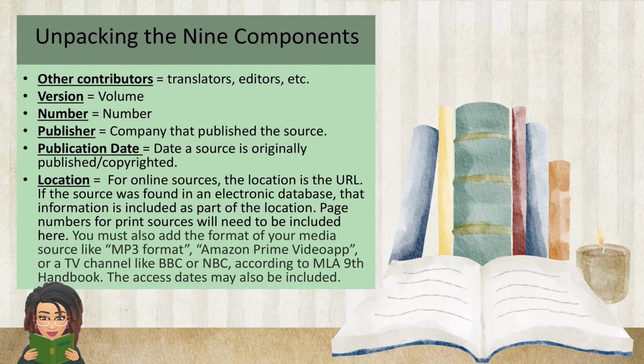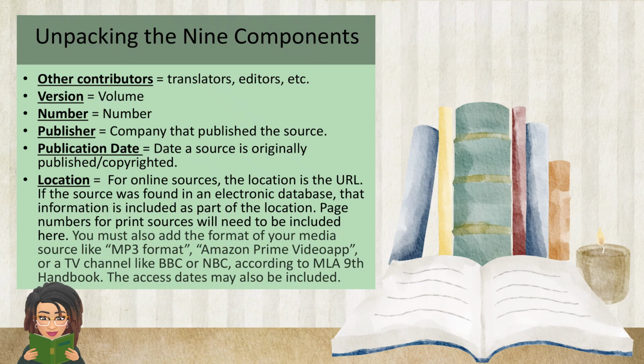After you have given the name of the container, then you want to include other contributors, and this could be translators, editors, etc. If you're using a textbook, a lot of times you're going to have several authors and several editors, and this is the place where those editors would go. Next, the version or volume number. A lot of times you see this with journals.